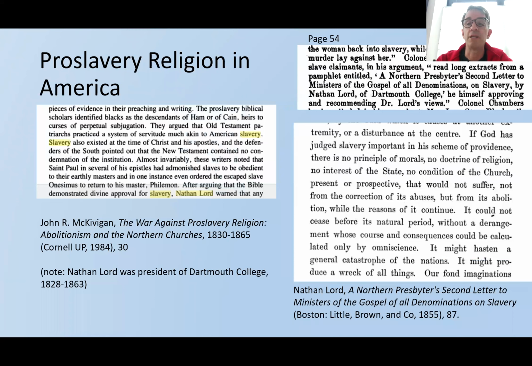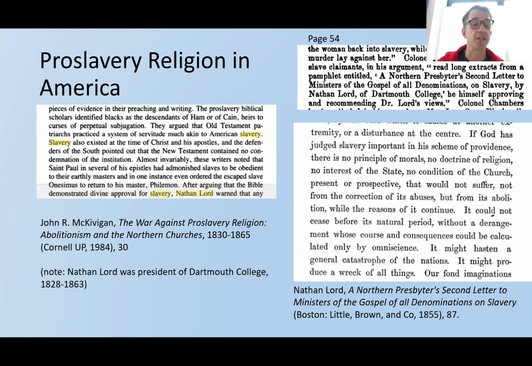So one thing that you're going to encounter in reading this material is a reference to one of the pro-slavery people in court. Colonel Chambers, counsel for the slave claimants, in his argument, reads long extracts from a pamphlet entitled A Northern Presbyter's Second Letter to the Ministers of the Gospel of All Denominations on Slavery by Nathan Lord of Dartmouth College. So he draws from a pro-slavery book and reads it in court.